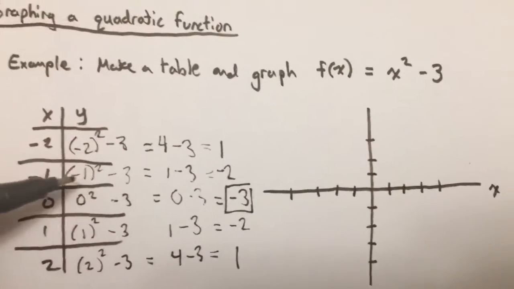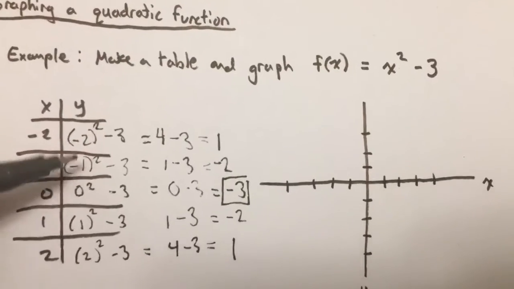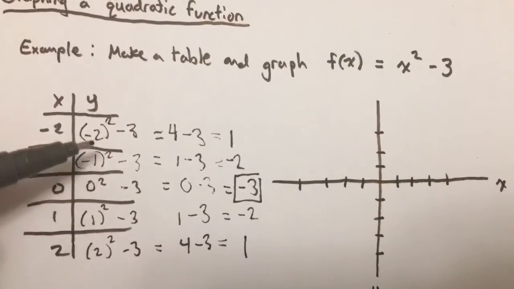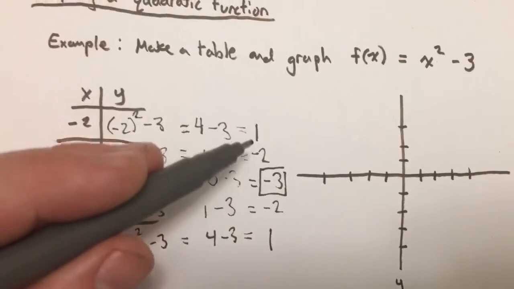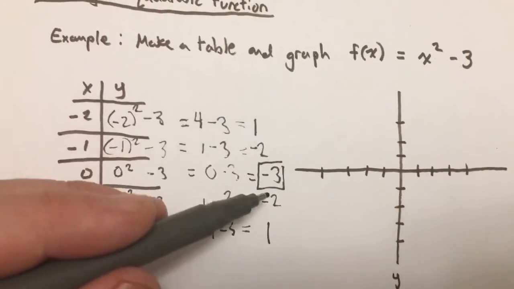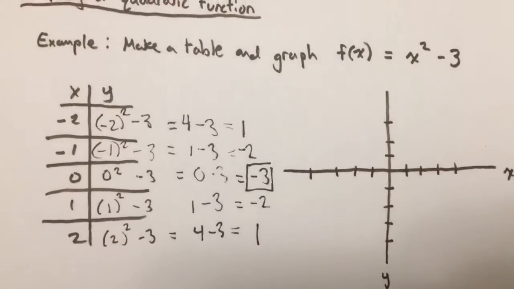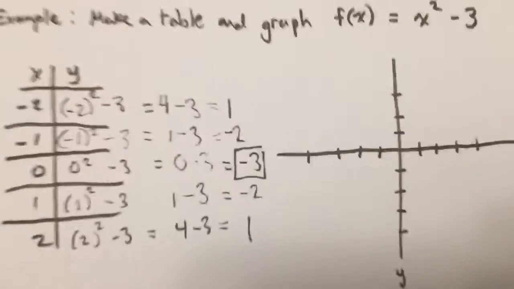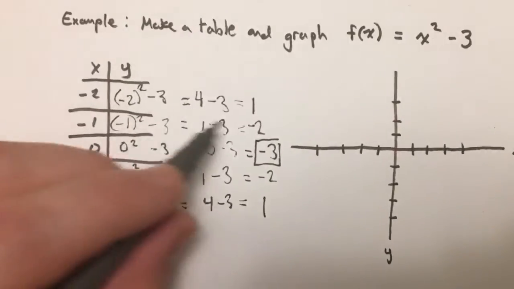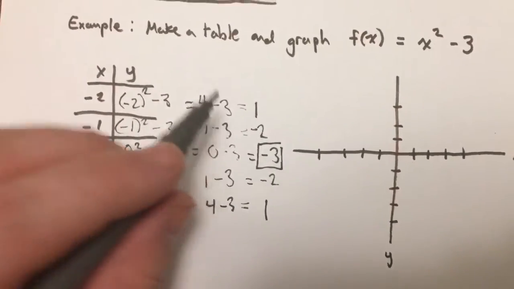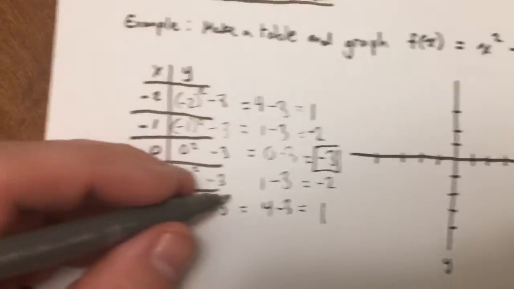And that makes sense because when you square a negative number, it becomes positive, so you end up getting the same output values at each of these locations right here. So let's take a look at what the graph would look like if we plot these points out. So the first ordered pair is going to be at negative 2, 1.